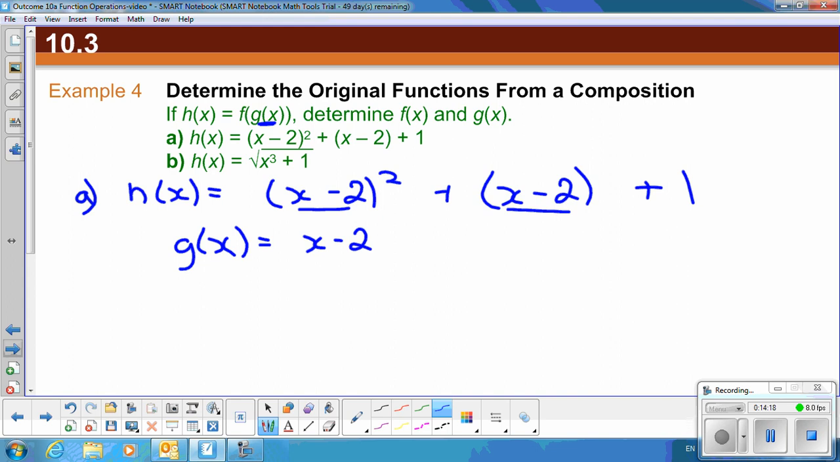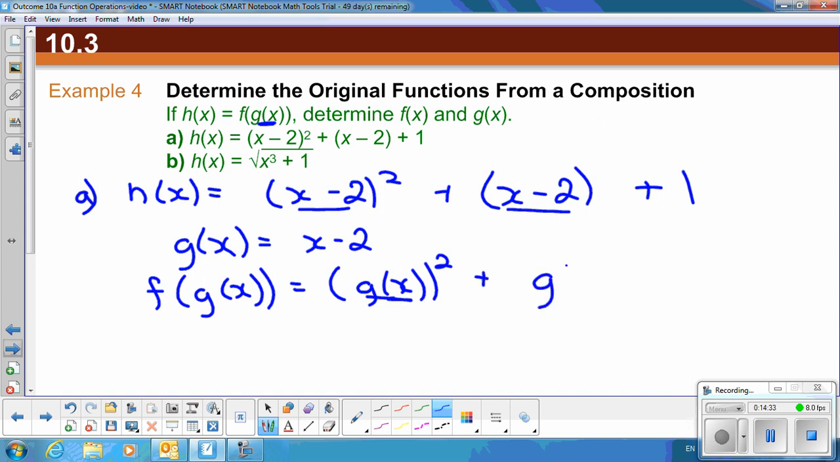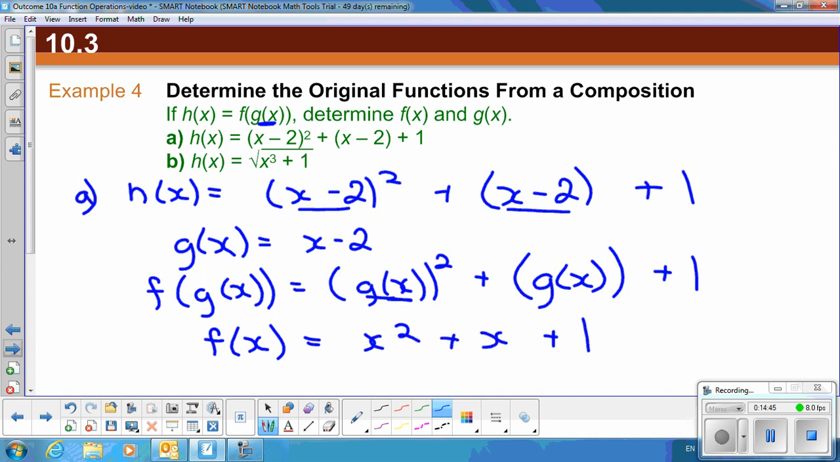We could rewrite that to show that f of g of x would be g of x squared, right? I'm replacing the x minus 2 with g of x, plus g of x plus 1. So f of x is then x squared plus x plus 1. So you can see that pattern that's arisen.